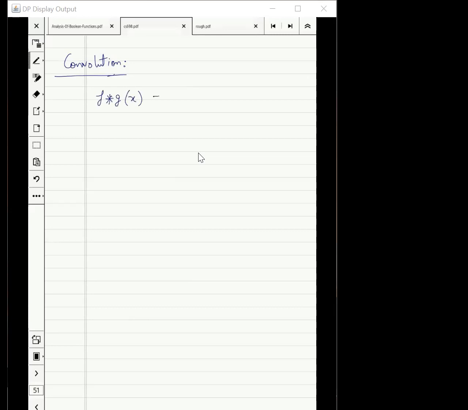I have two functions f and g. The convolution of f and g is defined to be expectation over y of this one. Okay, remember here, x is fixed and y varies. y varies over all 2 to the power n values. In some sense, I'm asking how much f is related with everything in g. Okay.